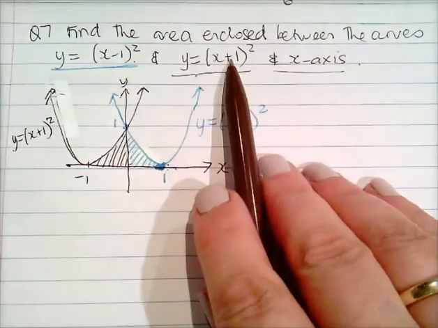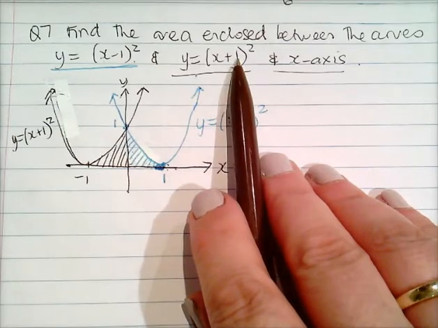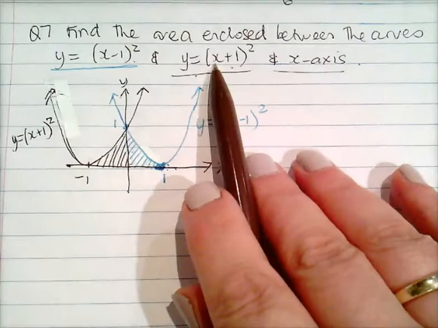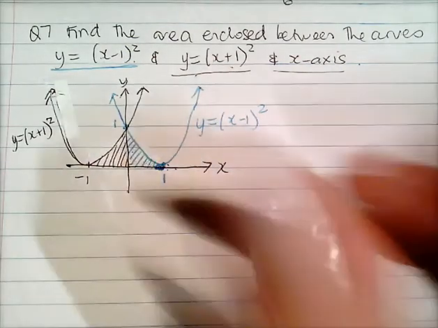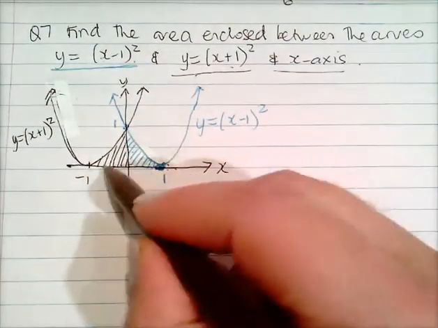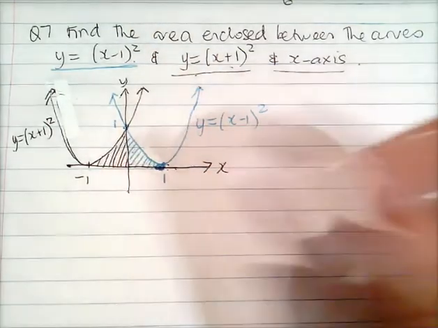Now this curve over here is the curve y equals x squared shifted 1 unit to the left, because negative 1 plus 1 gives me 0. Again, when x is negative 1, y is 0, and when x is 0, y is 1. So I've drawn the two curves, and you need the area enclosed by those two curves and the x-axis, and it would be this shaded area down here. Notice I've shaded it in two colours.